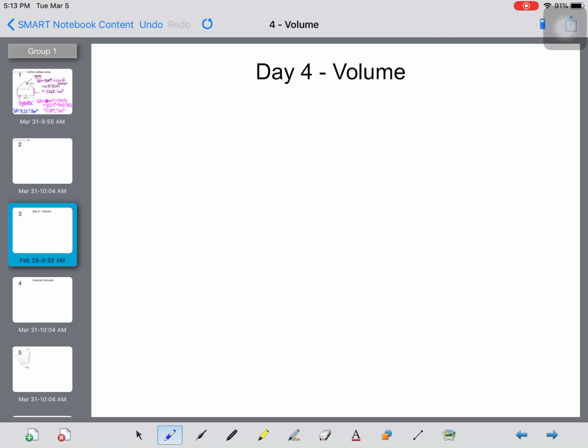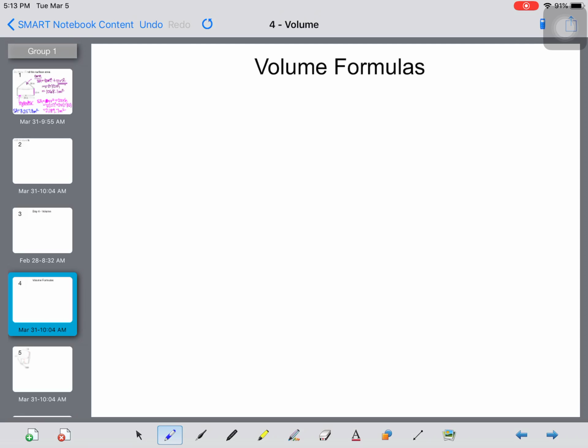Day 4 goes over volume. You should have a sheet for your notes so that the picture's already drawn for you, but we're going to find volume of everything today. When you get your sheet, I want you to fold it in half, just like we normally do, so that your problems are on the inside. And then on the front, you're going to write volume formulas just like this, because I'm going to give you 3 different volume formulas that you're going to use throughout today based on what shape you have.